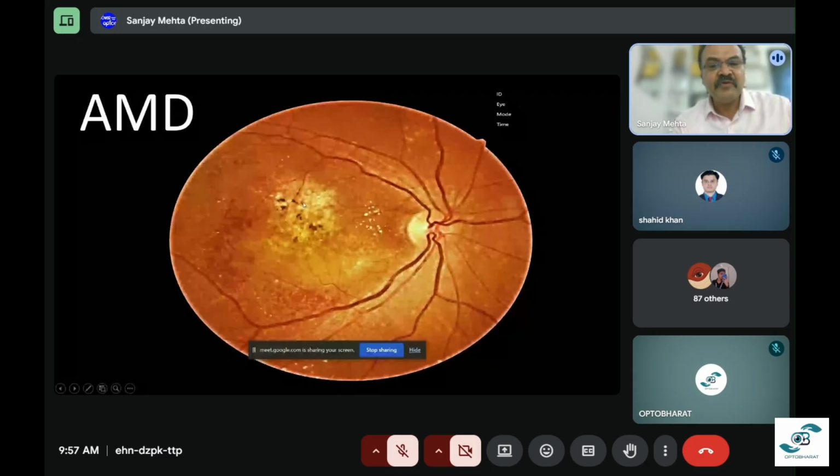You can see this is called wet AMD, wherein the blood leaks out from the retina and then it coalesces and forms this over here. This patient's vision is very, very poor. And these are all real patients. Real images taken in my clinic.